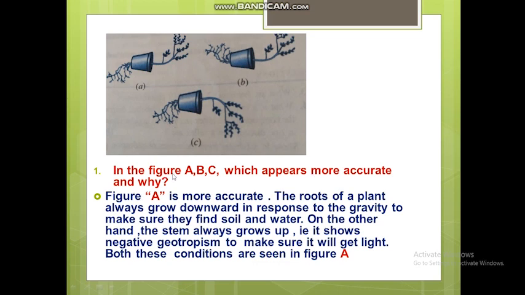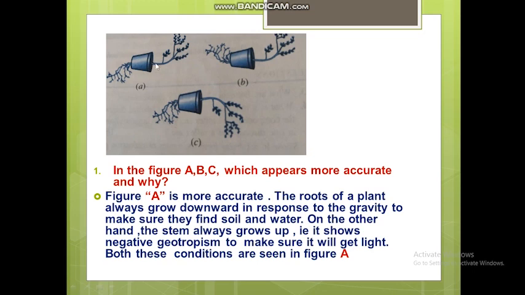In the figure A, B, C, which appears more accurate and why? If we observe the diagrams A, B and C, A appears to be more accurate because the roots of a plant always grow downwards in response to gravity to make sure that they find the soil and water. On the other hand, the stem always grows up, that is, it shows negative geotropism to make sure that it will get light.